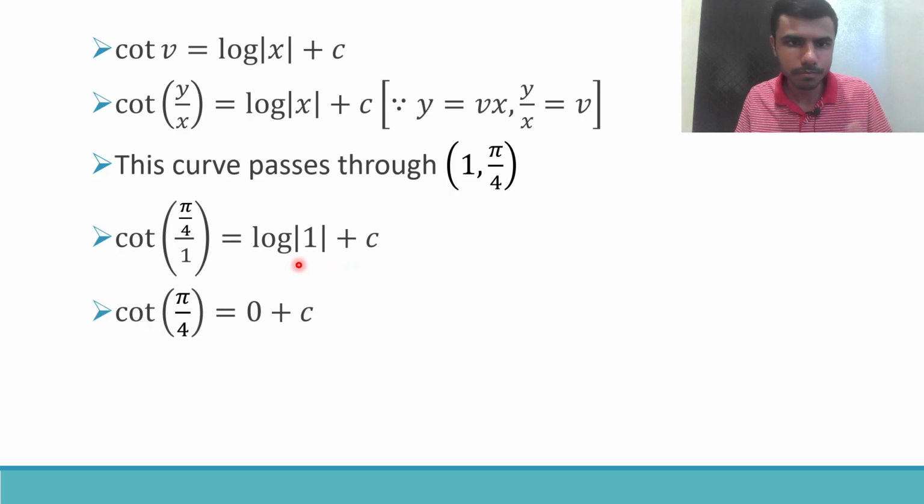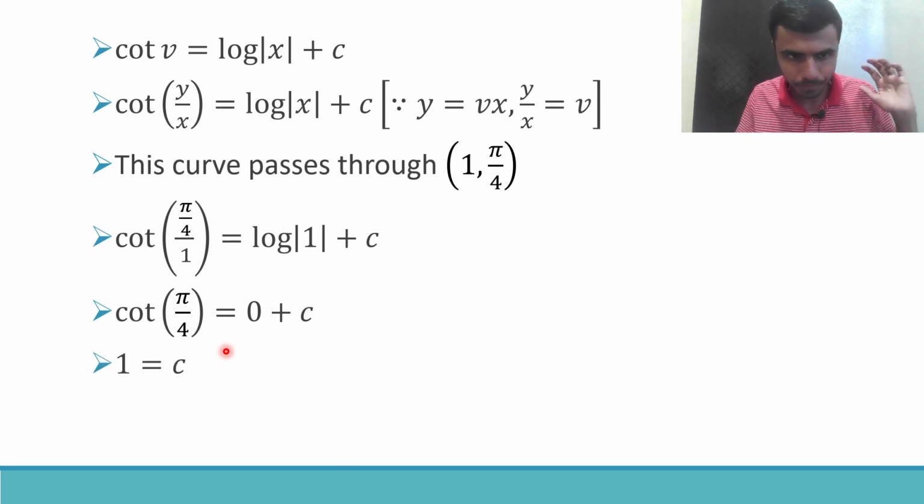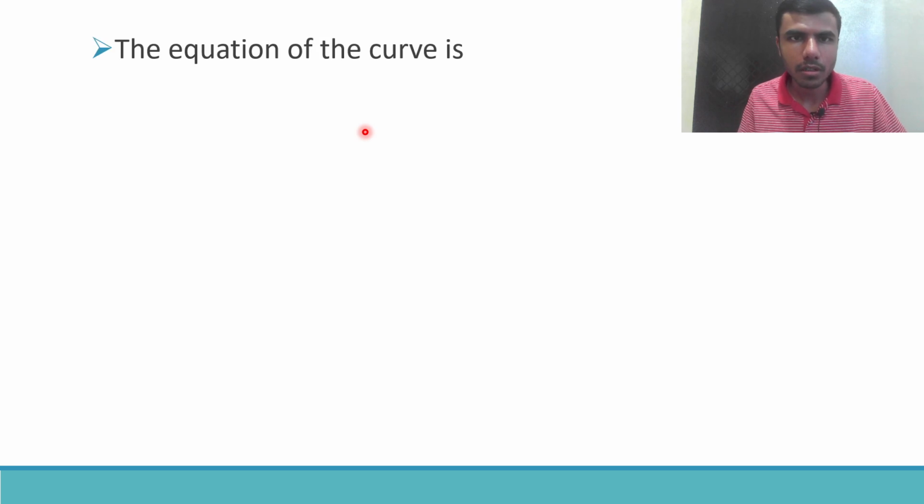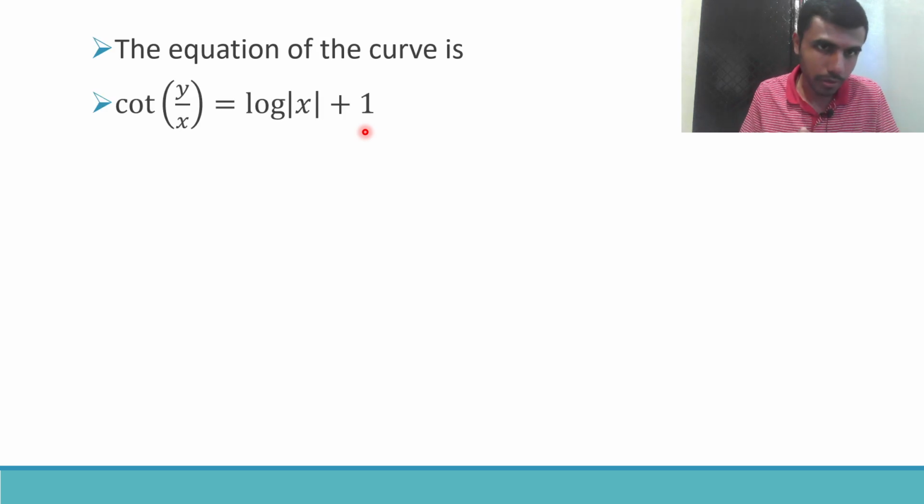Log 1 is 0. So cot pi by 4 is nothing but 0 plus c. Cot pi by 4 is nothing but 1. So 1 equal to c, or c equal to 1. So in this equation, just put c as 1 and then we are done. The equation of the curve is cot of y by x is equal to log mod x plus 1.